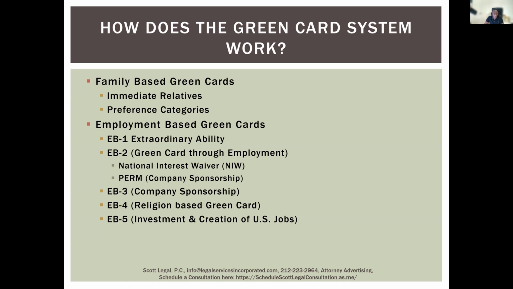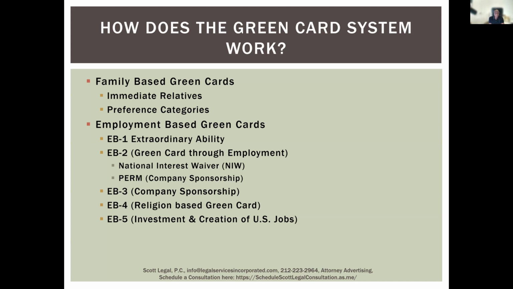Now there are more green cards than what's on this slide, but we're going to talk mainly about the green card categories here because they are the most common. And green cards are really broken up into a few categories, but two main categories are family-based green card petitions and employment-based green card petitions. And family-based petitions are further broken down into immediate relative and preference category, and we're going to talk about those when we get to that point of the presentation.